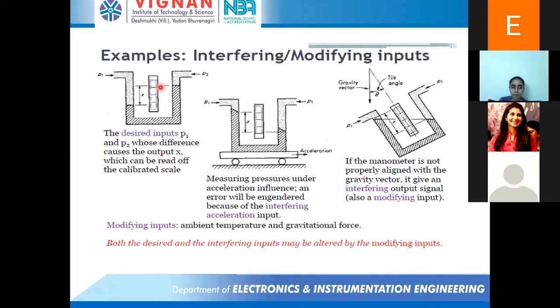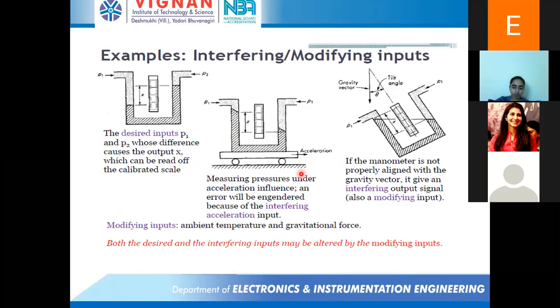This is on account of the presence of some interfering input. Because of the presence of interfering inputs, even when differential pressure is 0, it produces some level difference. So that's why we are going to observe those cases from this figure. It shows a manometer which is placed in a vehicle. Assume that this manometer is used for measurement of differential pressure, but it is placed in a vehicle. That means it is accelerating. Your vehicle manometer is also moving. There is some velocity or acceleration.